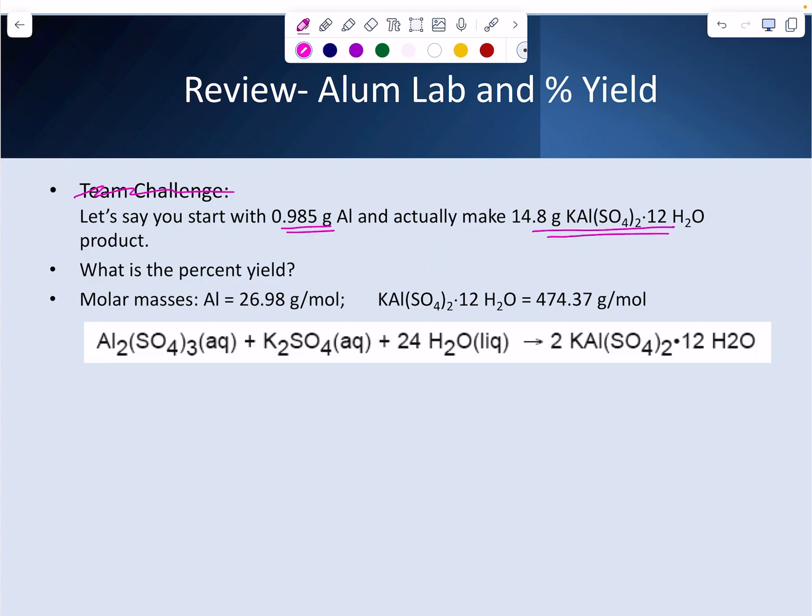So a couple of things, okay? In this case, you're only told how much aluminum you started with. And when you did this in lab, you took a certain amount of aluminum and we kind of told you that all the other reactants were in excess, okay? So the potassium sulfate, the water. So this is going to be our limiting reactant, okay?